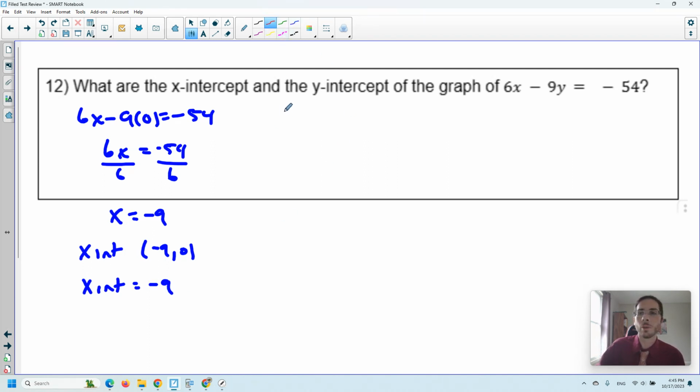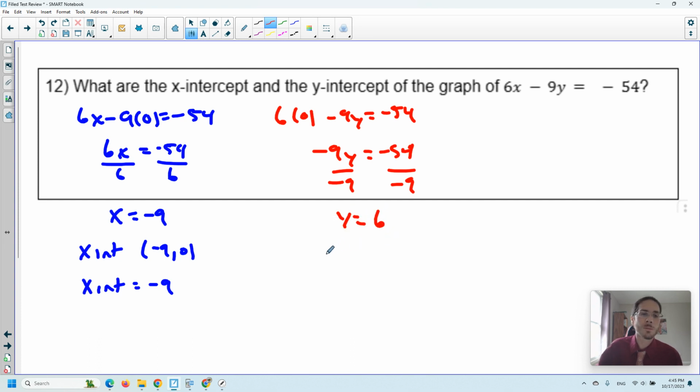Same deal, we just do it with the y's. We just make the other one 0. So 6 times 0 minus 9y equals negative 54. 9y equals negative 54. Divide by negative 9. y equals 6. So the y-intercept is either the point 0, 6, or we could just say that the y-intercept is 6. So that's it. That's pretty quick. Again, you can graph it and graph those points as well. Just remember, when you do the x-intercept, you only care about the x. When you do the y-intercept, you only care about the y.